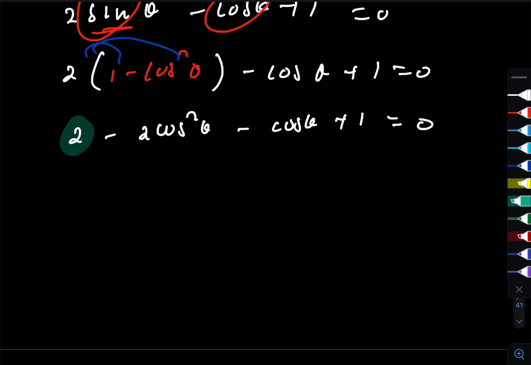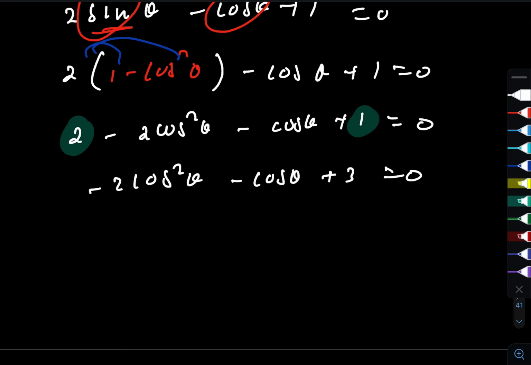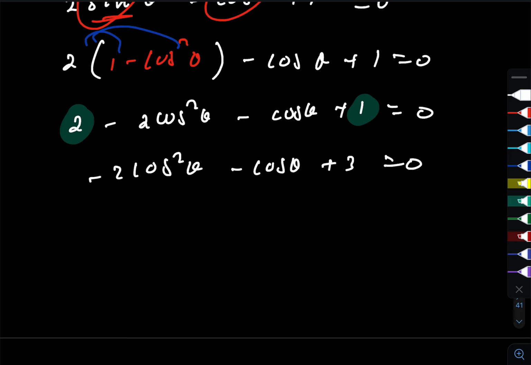Now again, I have a 2 minus 1, which is going to give me a 2. So I have a negative 2 cosine squared theta minus cosine theta. And then the 2 plus 1 rather, is going to be a positive 3. We almost made a mistake right there. I was distracted by this negative.